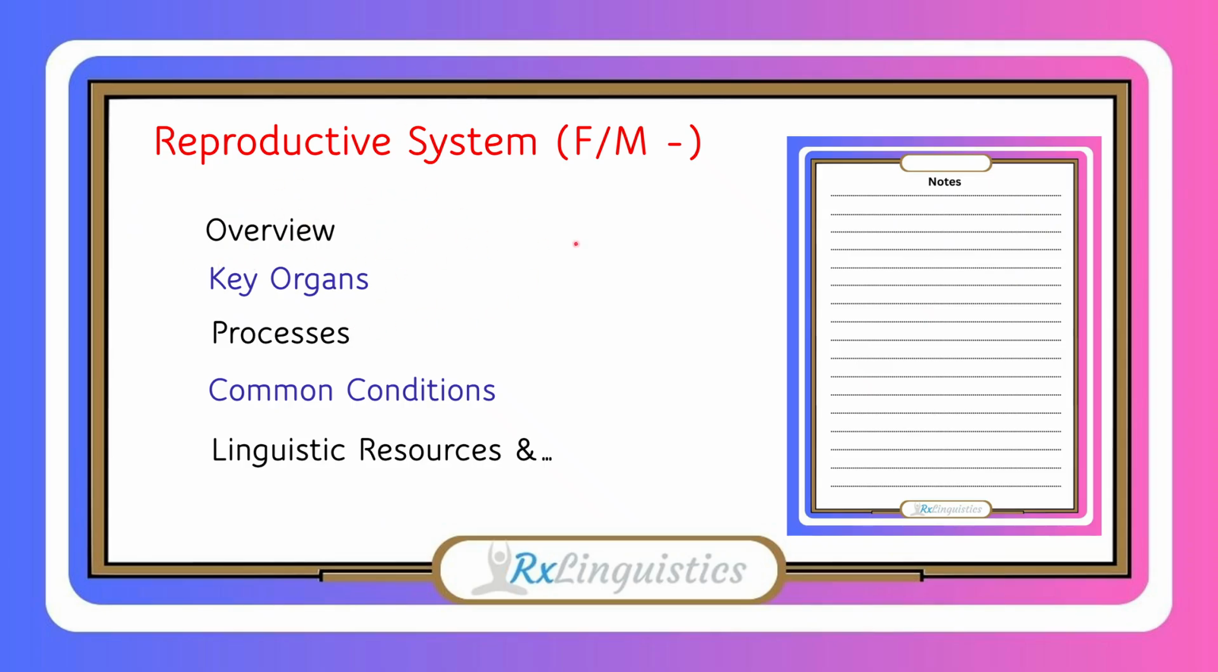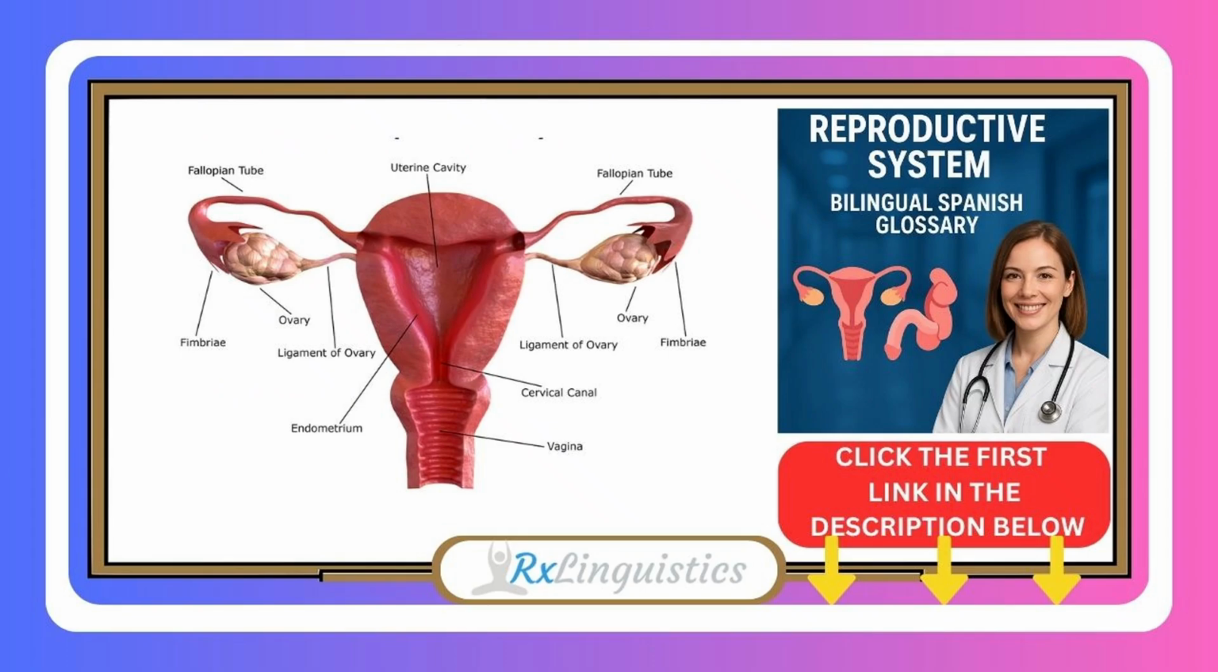In this reproductive health Spanish vocabulary video, we have studied the terms and phrases related to the key organs, the key processes, and the common conditions. Let's recap this video lesson with a few Spanish sentences using the terms that we have studied.